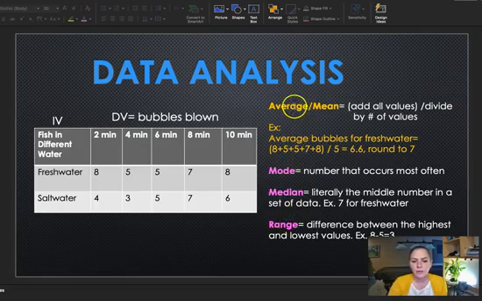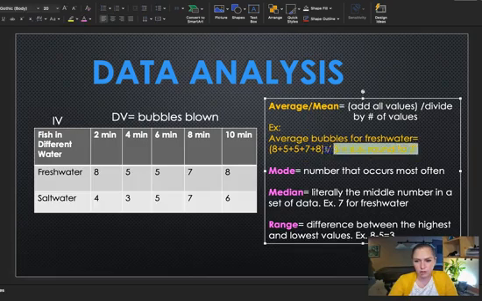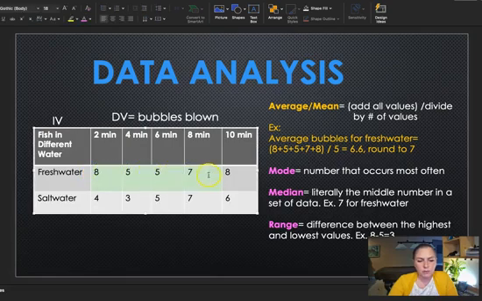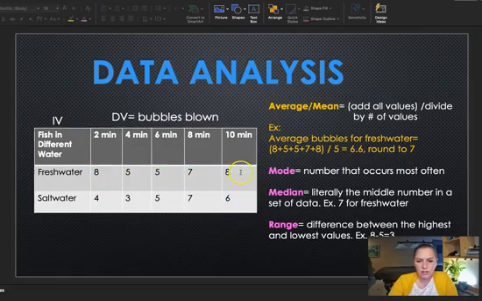So we have 4 different ways that we look at data in Biology 1. The average or the mean is usually our go-to aspect of analysis, and that is shown right here as an example. Let's say you wanted to find the average or the mean of the bubbles blown by the freshwater fish. You would add up all of these values and divide by the number of values that you have. So on average, the freshwater fish blew 6.6 bubbles, or you can round that to 7.